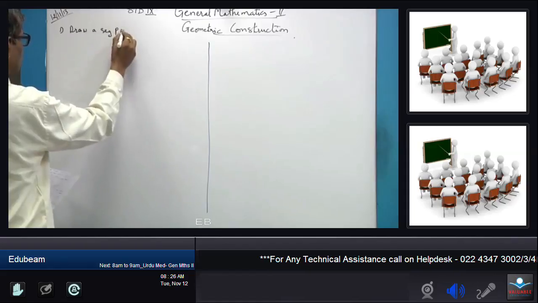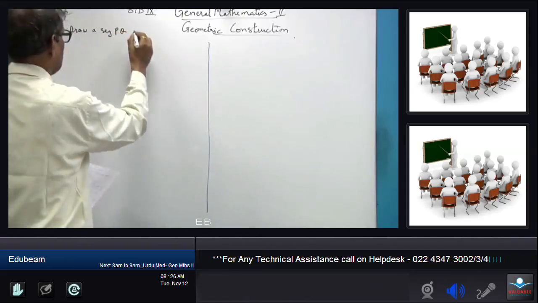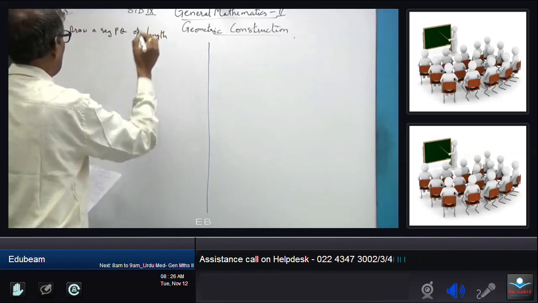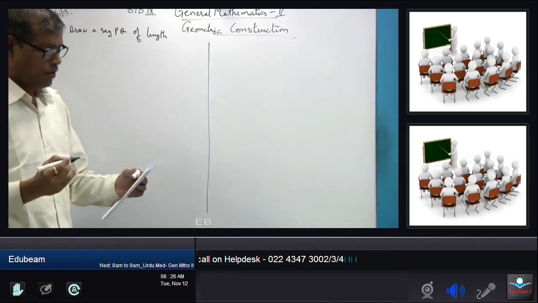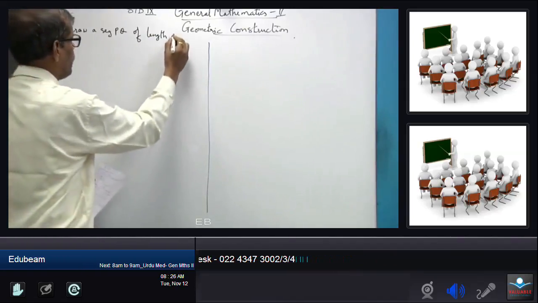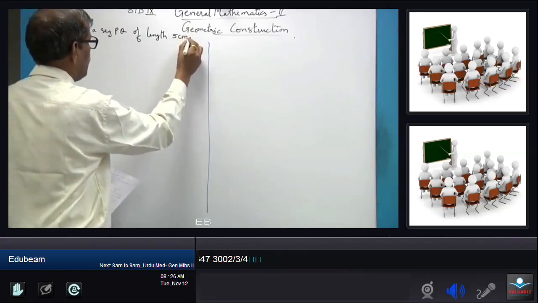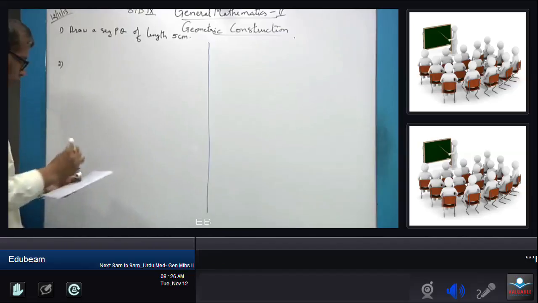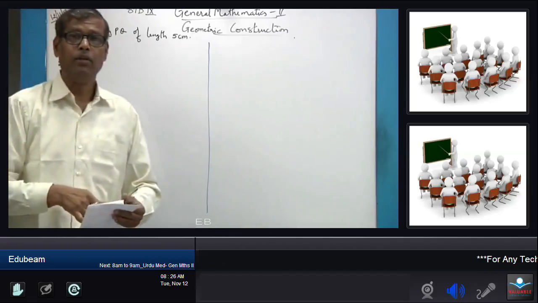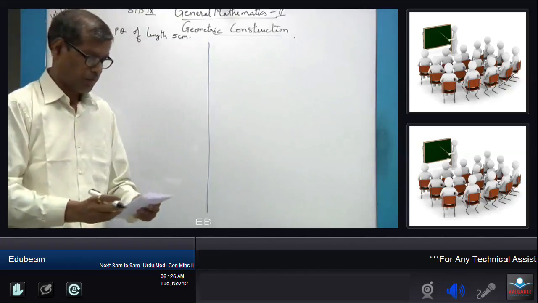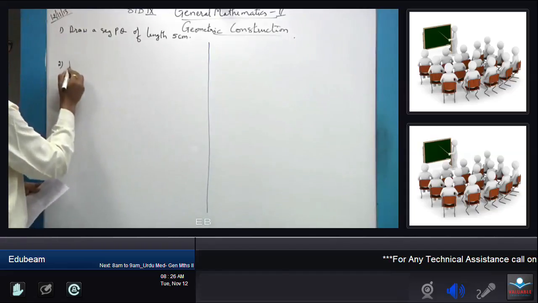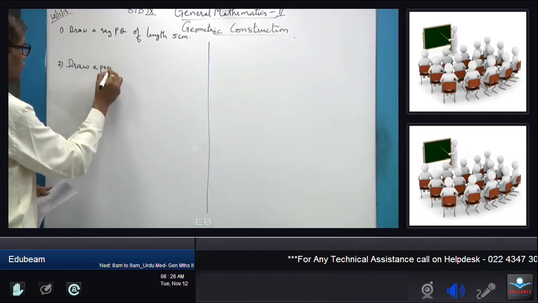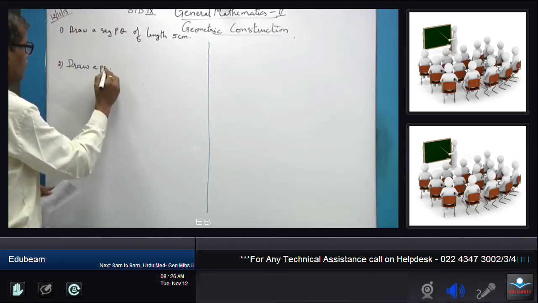Draw angle ABC equal to 60 degrees. Angle ABC equal to 90 degrees. Angle ABC is equal to 120 degrees.